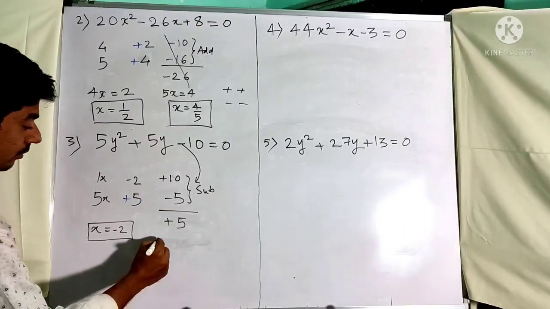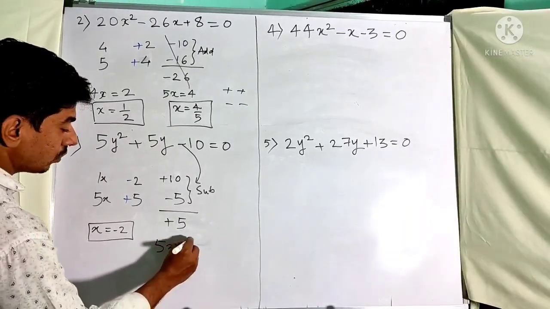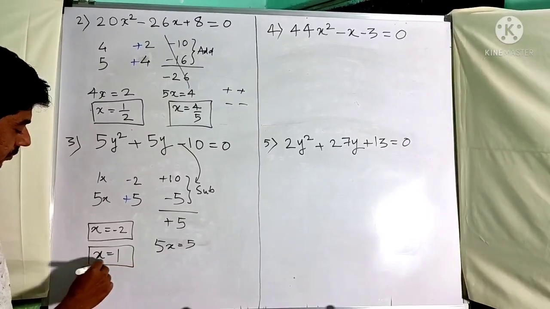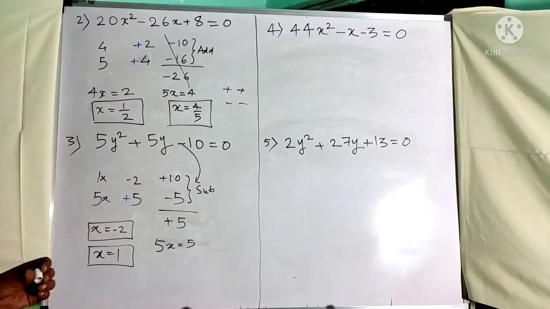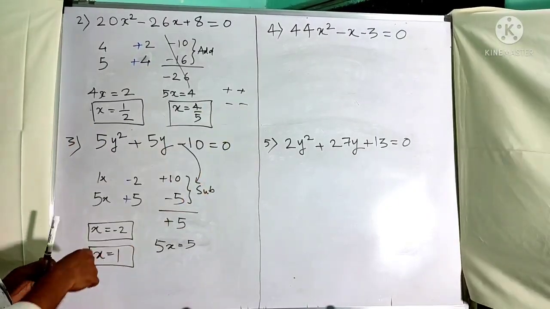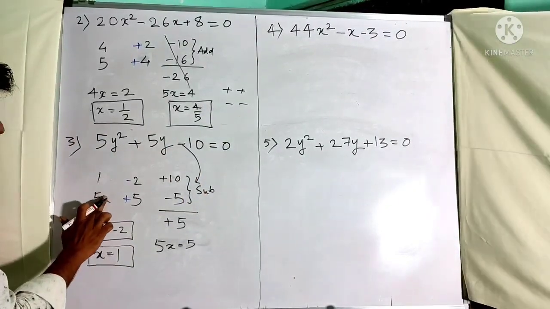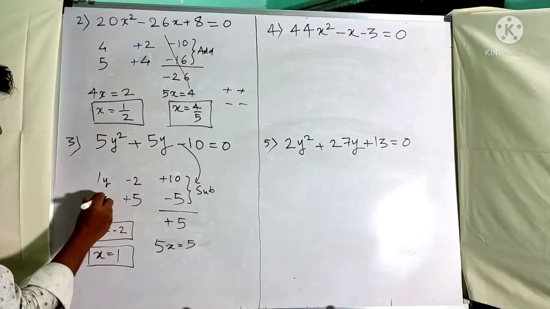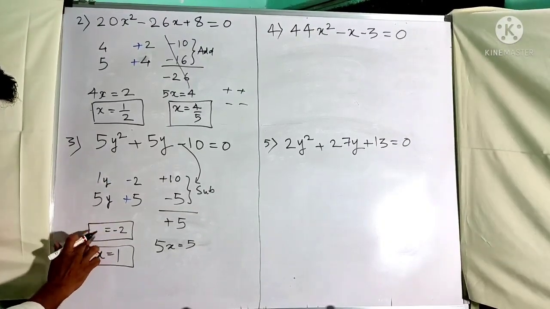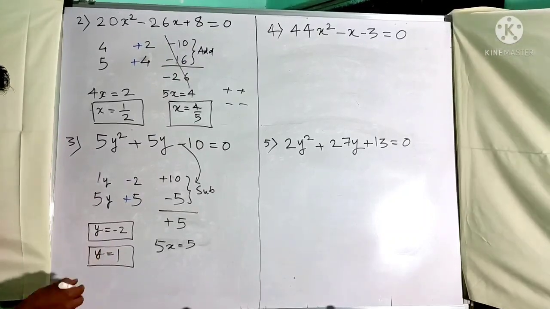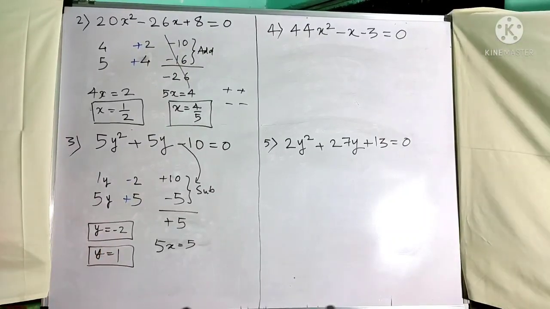The second is 5x equal to 5, therefore x equal to 1. This is the answer. One correction friends, here the unknown is y, therefore just change the x into y. Then you will be with your answers.